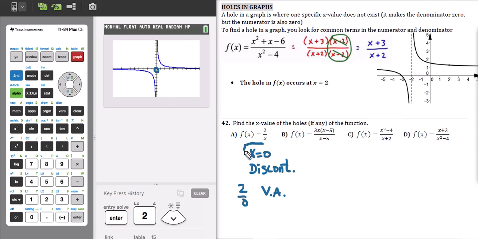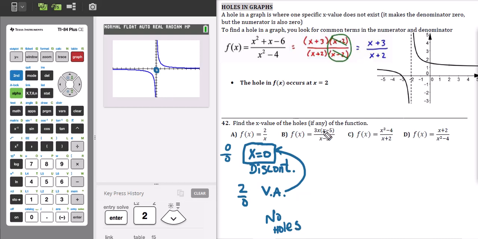There would be no holes in this particular function because at no x is it ever a 0 over 0. So this one has no holes, but it does have a vertical asymptote at x equals 0. So it says right here, find the x value of the holes, if any. So A would be no holes.